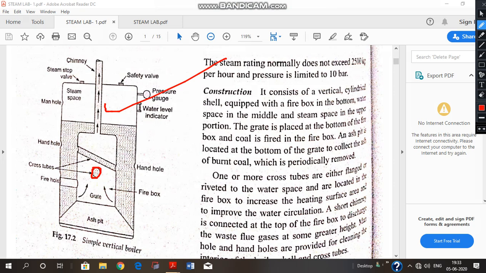Now since we have a time restriction also, we would be discussing this boiler, the simple vertical boiler, and other things like boiler accessories and fittings in detail in our subsequent videos also.